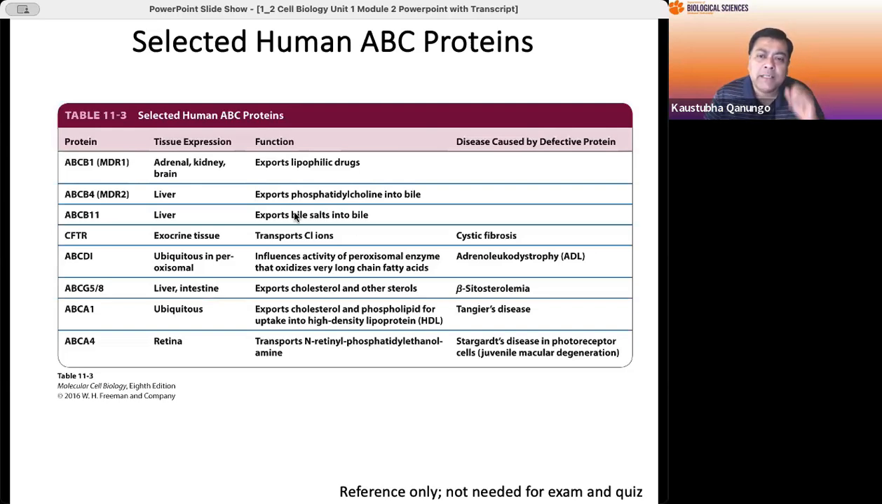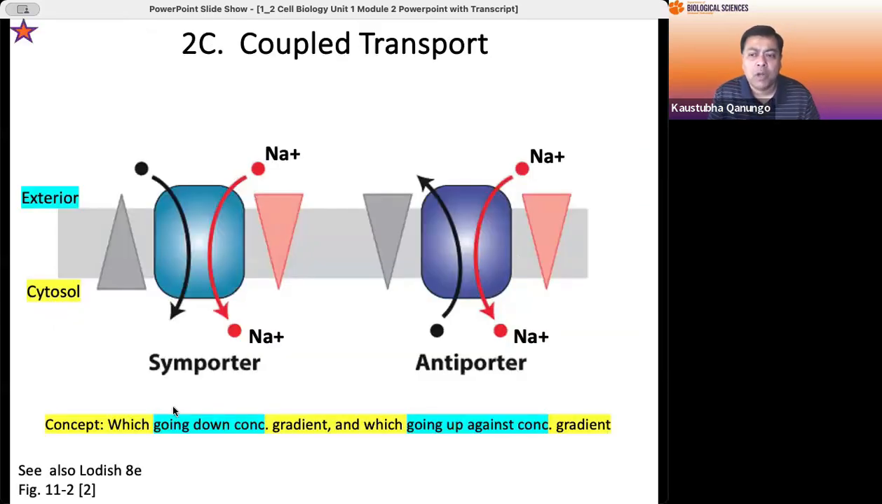Here are many different selected ABC proteins. You can see that these are MDR1s, MDR2s. These export lipophilic drugs, export phospholipid into the bile, and have many other functions. Again, the detail of that overview is not necessary. All right, so after that, we are looking at coupled transport.